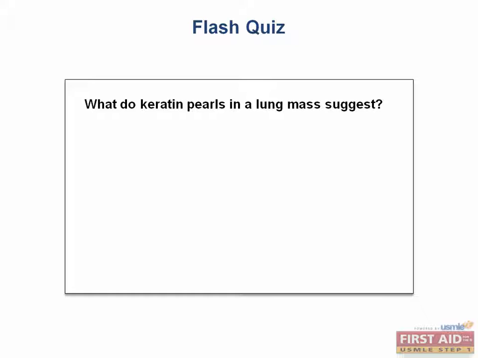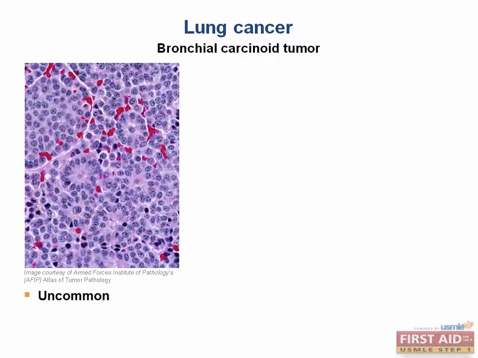Flash quiz. What do keratin pearls in a lung mass suggest? Squamous cell carcinoma. Now, carcinoid tumor is an interesting but uncommon lung cancer that carries a fairly good prognosis, which makes it a perfect testing topic for Step 1.